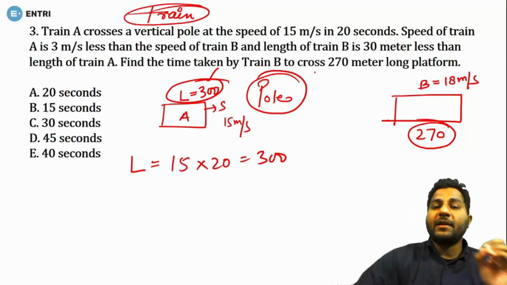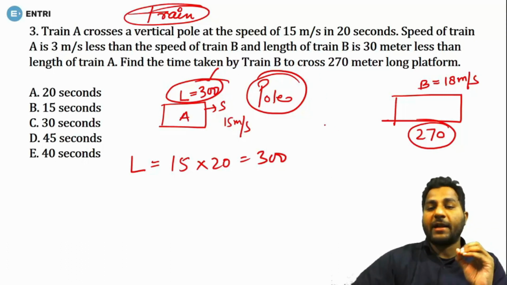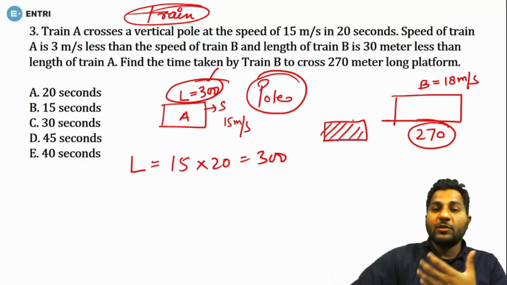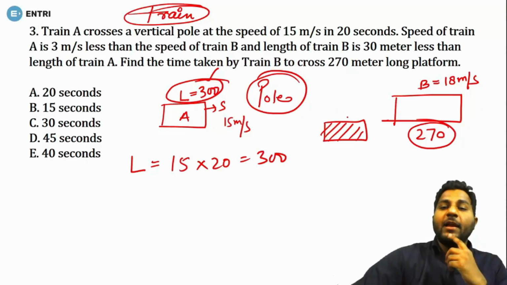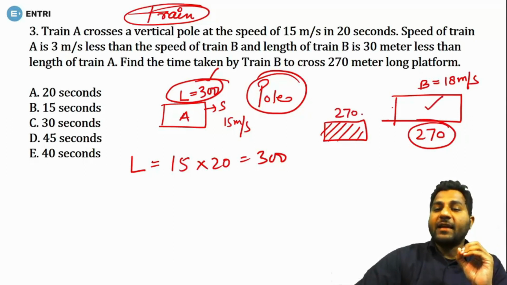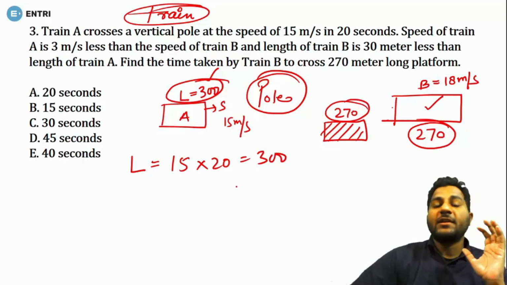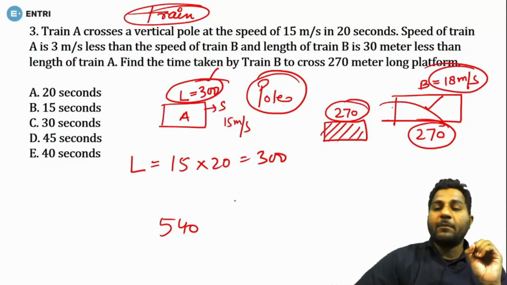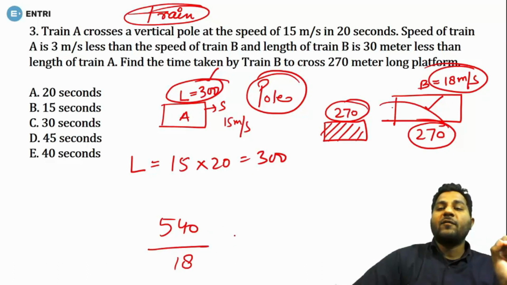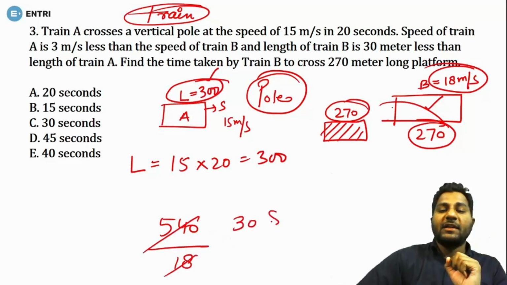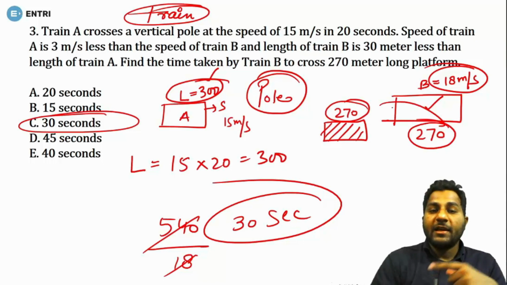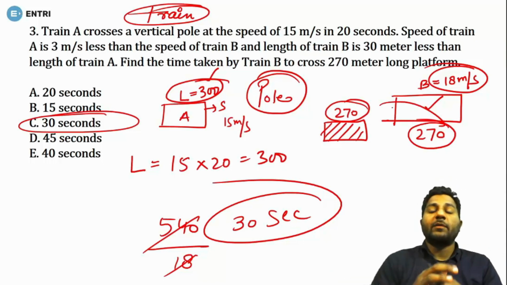Find the time taken by train B to cross a 270 meter long platform. You know that whenever a train crosses a stationary element, like a platform or a standing train, it will cover both its own length as well as the stationary thing's length. That means the whole length will be combined and it will become 540. This 540 will be divided by 18 to get the value of time. So 30 seconds it will take to cover the whole 540 distance, because 270 it will cover the platform and the rest of the 270 will cover itself.